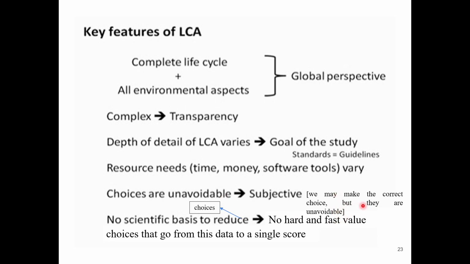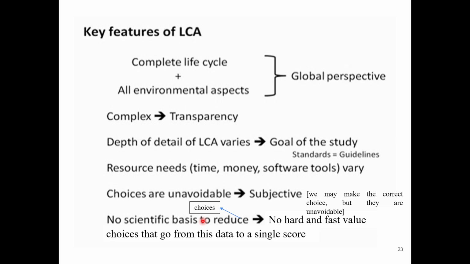It may so happen that we make the correct choice, but the choices are unavoidable. The result depends on the quality of our choices, and to a certain extent on luck also. Have we been able to make the correct choices? That is also a question. That basically depends on our capability, and there is no scientific basis to reduce those choices. There is no scientific code or reference which you can rely upon.